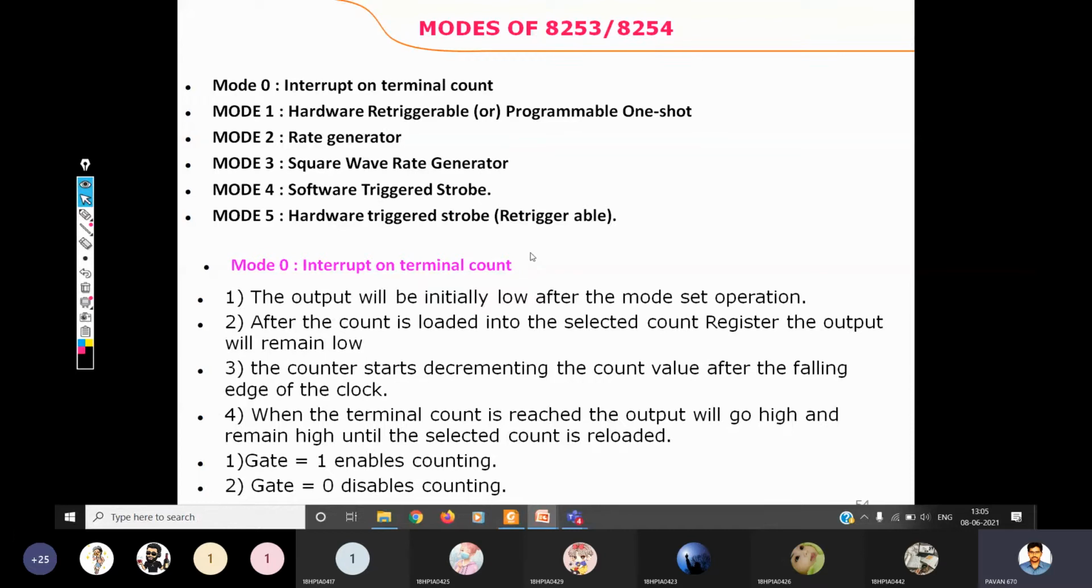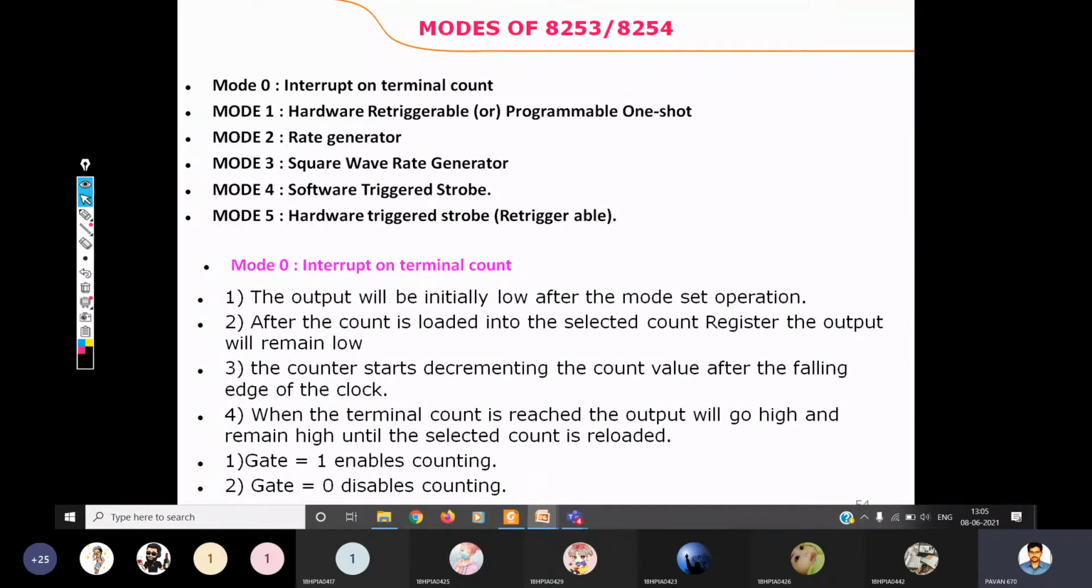In this mode, interrupt on terminal count, terminal count means for a given value, that count is getting expired. We have already told that the counters in 8254 are 16-bit presettable down counters. That means we have to load a value into the counter, and from that counting value onwards, the counter gets decremented based on the time duration or the number of clock pulses. The counter value goes on decrementing, and finally it comes to zero.